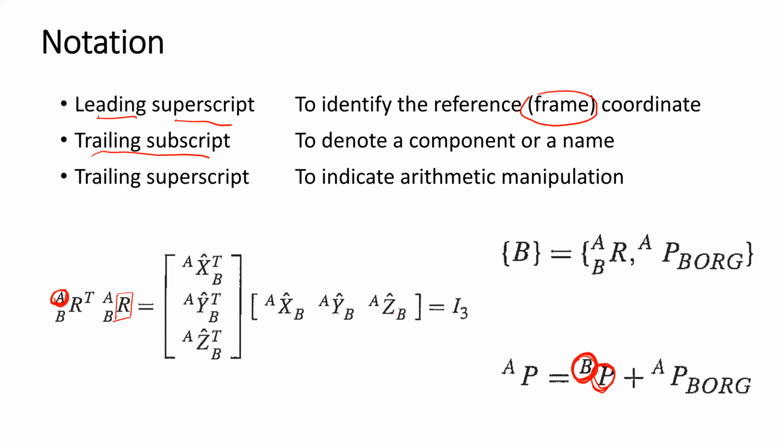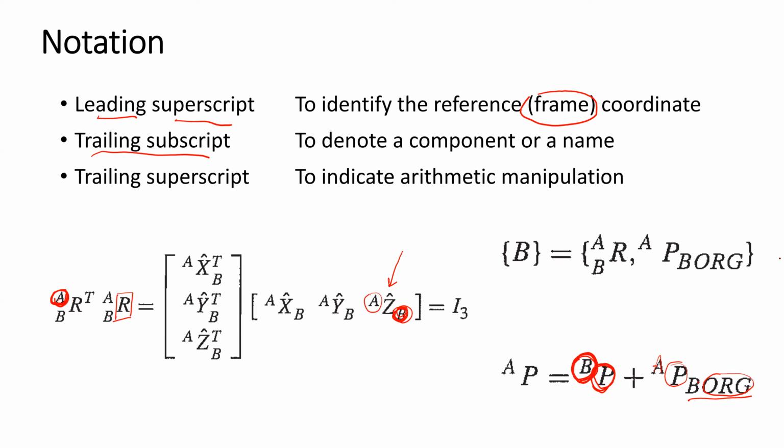The trailing subscript is this one. Sometimes, in this case, it means the position vector of the frame B with respect to the frame A. But for this, the meaning is the position of the origin point of the frame B with respect to the frame A.